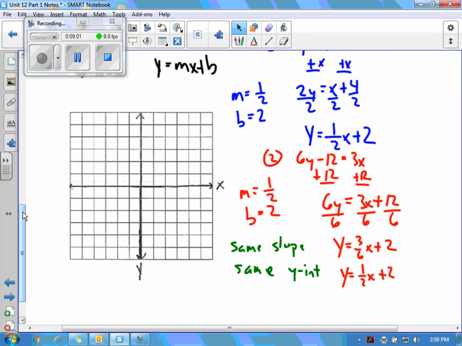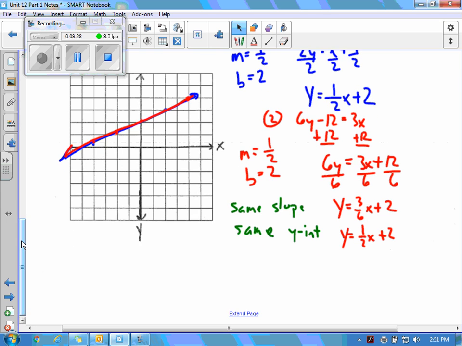When I go to graph these, for the first one, I'm going to go up 2 and put a point, and use my slope, which is up 1 over 2, or I can go down 1 and 2 to the left. That's the first one. Now when I go to graph the second one, I'm going to start at my y-intercept, which is also 2, and use my slope, which is 1 over 2, or down 1 to the left. If you notice, these are the exact same line. They have the same slope and same y-intercept, which makes them the same line.